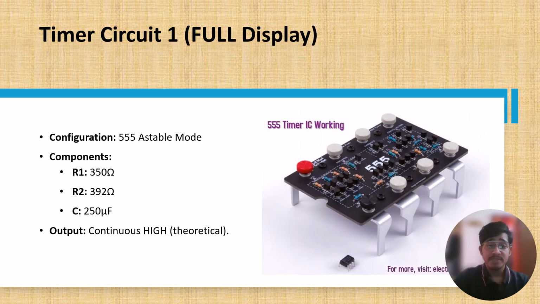In our problem statement, we are using 2 timer circuits. Here we are using timer circuit 1, and this will display full. The configuration here is 555 astable mode, and the components we are using are resistor 1 of 350 ohm, resistor 2 of 392 ohm, and the capacitor we are using is 250 μF, and the output is continuously high theoretically.